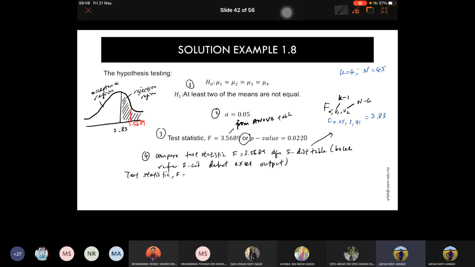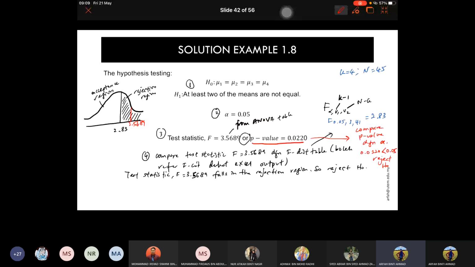So test statistik F sama dengan 3.5689 falls in the rejection region. So reject H null. Falls in the rejection region, so kita akan reject H null. Atau kalau awak tengok p value sama juga. Okay. In here p value 0.02. Compare p value dengan alpha. So 0.0220 lebih kecil daripada 0.05. So reject H null.